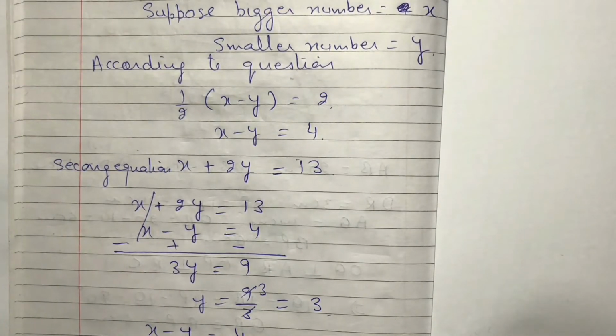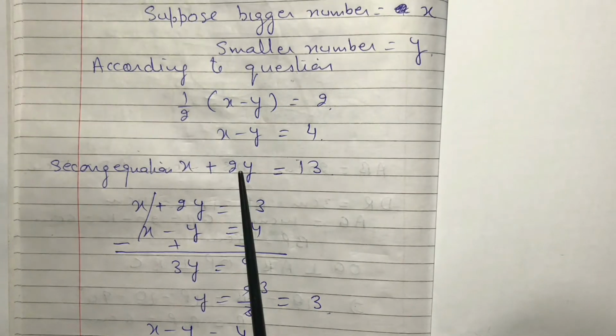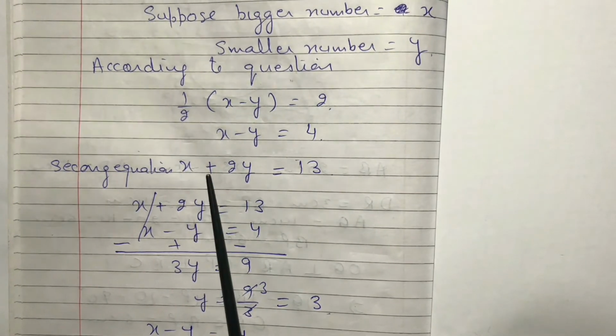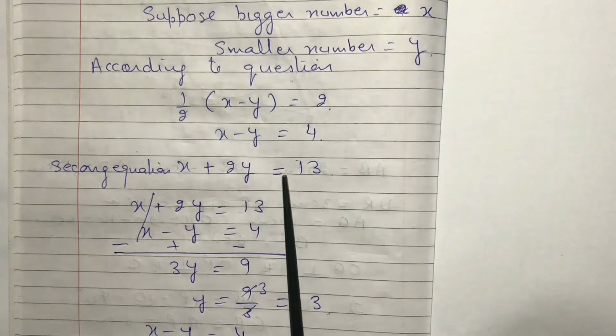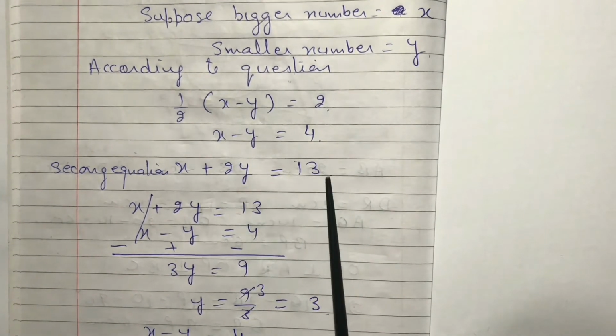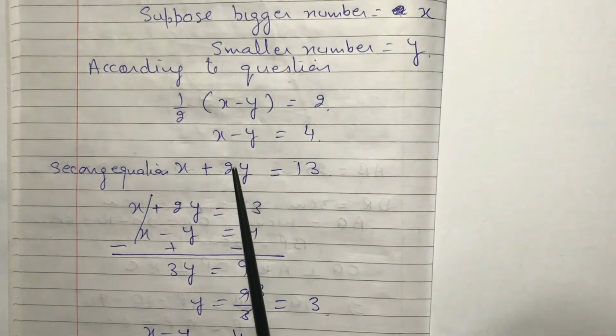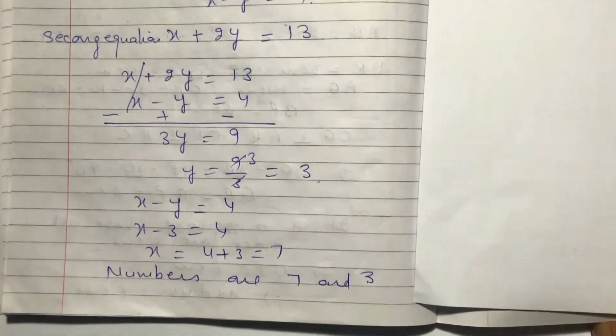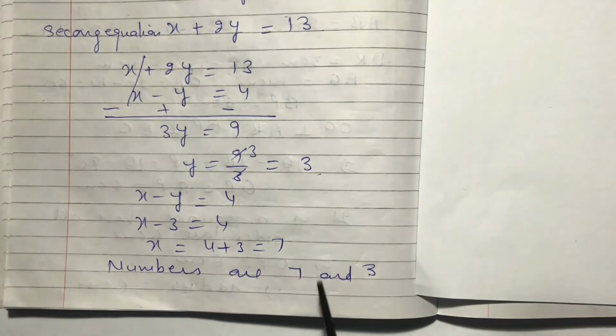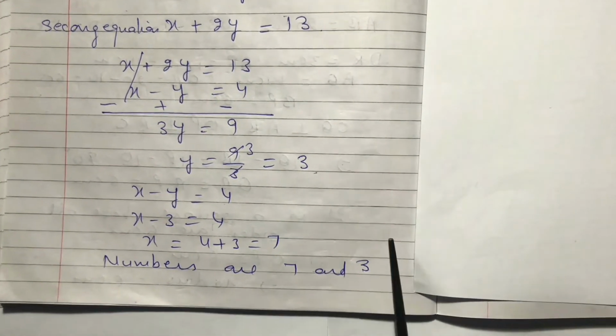The second equation says the sum of the greater number and twice the smaller number is 13. So x plus 2y is equal to 13. Now I have two equations. So by elimination method, the numbers are 7 and 3. You can do it.